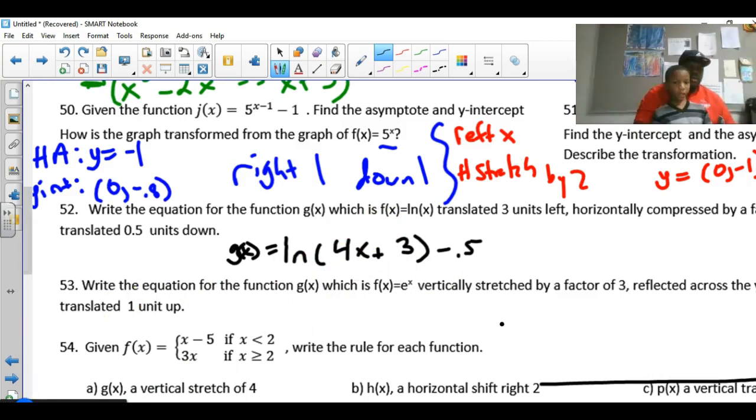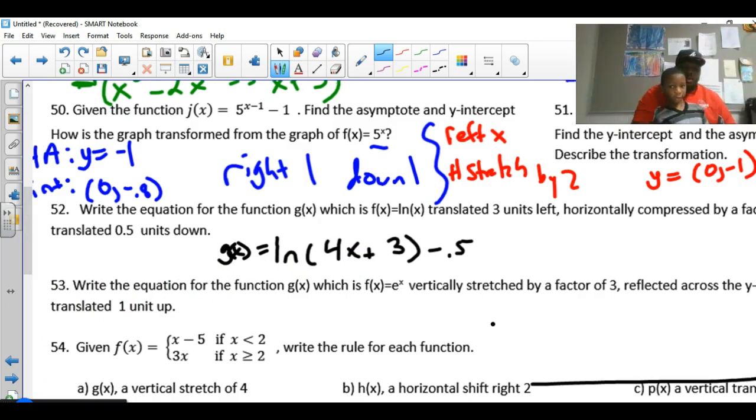Number 53. Y equals e to the x transforming. Vertical stretch by 3, reflect over the y-axis, and up 1. And it looks like this. Stretched by 3. Reflect y. See the negative. Up 1, so plus 1. That's how you do it.